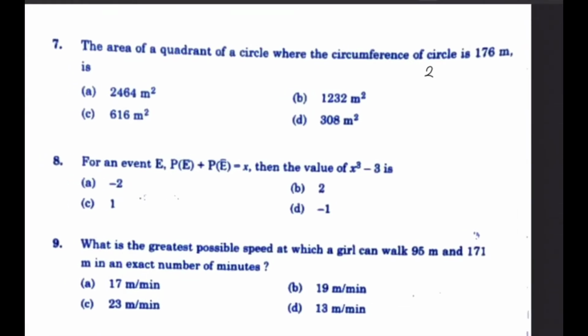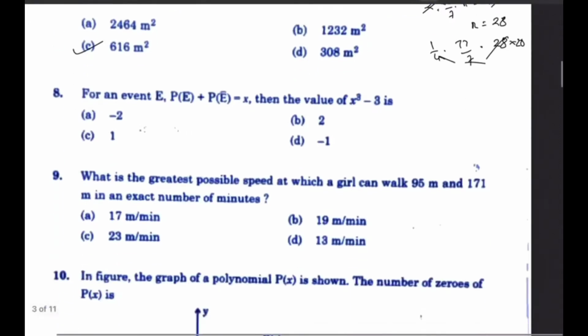Area of a quadrant, so 1/4 of the area. You were told that 2 pi r is 176. So this is 4, so r equals 28. 1 by 4 into pi into r square, so okay, pi is 22 by 7, and 28, so that makes it 22 times 28. 560 plus 56 will give you 616. So here we are.